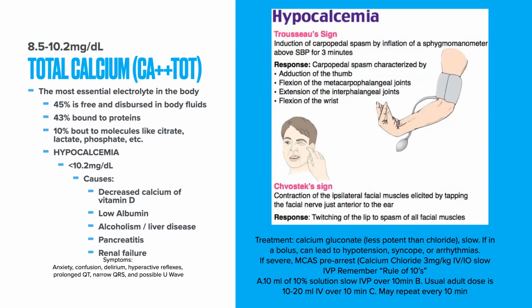yes, Chvostek's sign. Trousseau's is an induction of carpopedal spasms. If you're taking a blood pressure and you are inflating your blood pressure cuff, it's pretty crazy. You'll start to see that bending of the hand and the clamping of the fingers, the carpopedal spasms, and they won't be able to relax that.